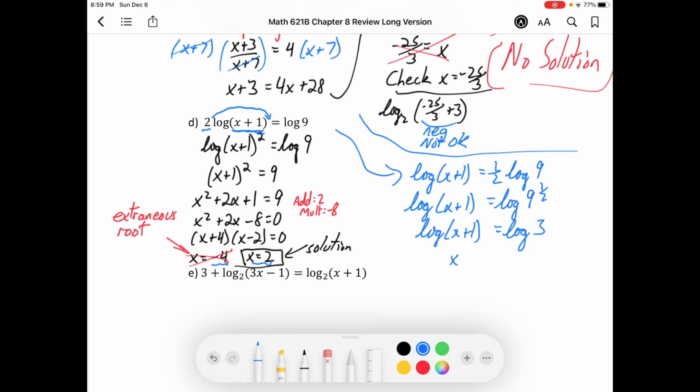Now we can drop our logs. x plus 1 equals 3, or x equals 2. We already checked it out. It's fine. If we use this second technique, we never turn it into a quadratic, so we never see that extraneous root. Which way is correct? They're both fine. Are there more ways that you could do it? Absolutely.